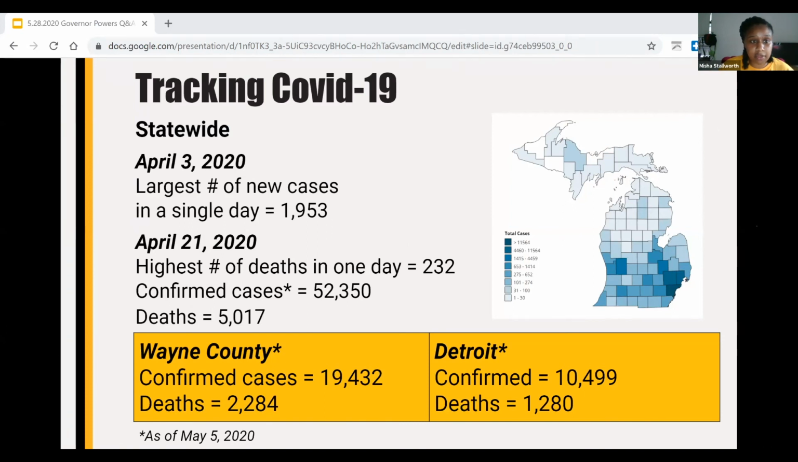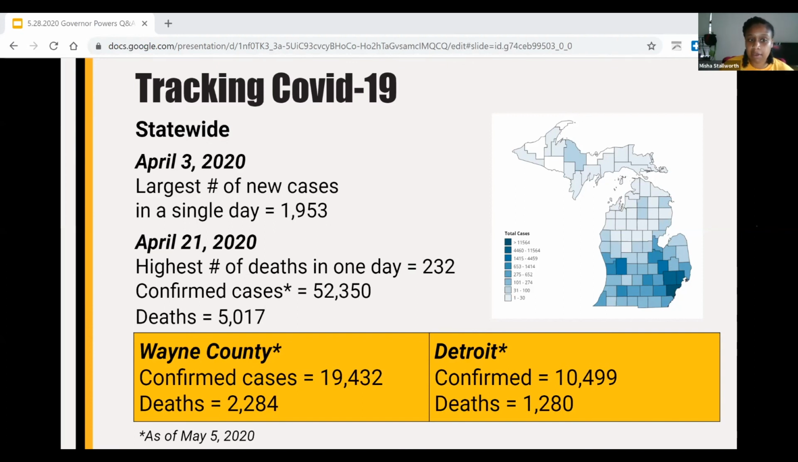On April 3rd, there was the largest number of new cases in a single day at 1,953. April 21st, there was the highest number of deaths in one day at 232, and our confirmed cases were above 52,000, total deaths above 5,000. And then looking at Wayne County and Detroit specifically, you've probably read about when they were referring to Detroit as a hotspot. Confirmed cases above 10,000, deaths at 1,200.